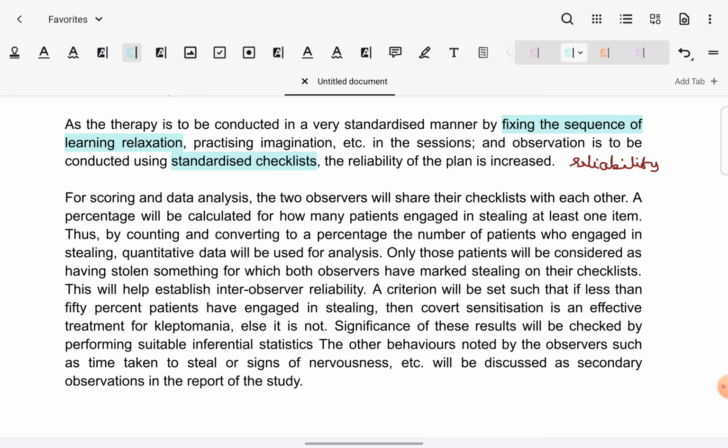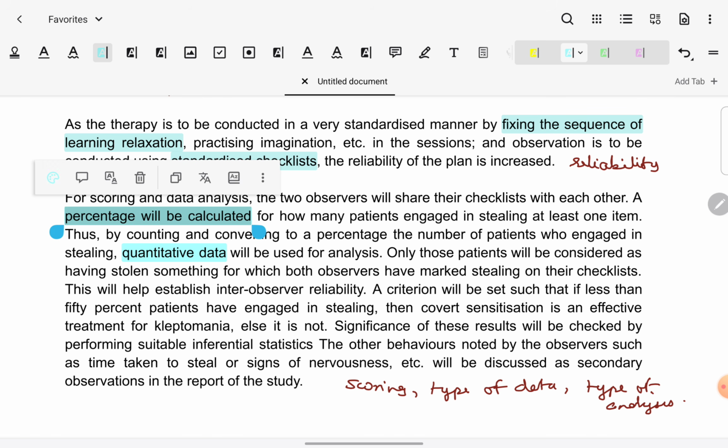This has also been made very explicit in the syllabus now. So they have mentioned you have to cover scoring, type of data, and type of analysis, like descriptive statistics. So now you know exactly what you have to cover. So in terms of scoring, I have spoken about quantitative data and how that quantitative data is being obtained. That is important to mention in the scoring, like calculating percentages.